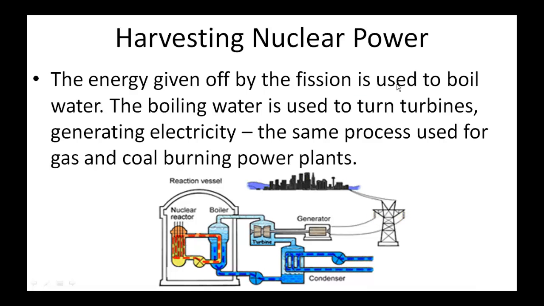The energy given off by the fission is used to boil water. The boiling water is used to turn the turbines generating electricity. This is the same process used in gas and coal burning power plants. It burns fuel that heats water, and then that water is used for the turbine. It's not directly converting burning coal into electricity. It goes burning coal, water, electricity. Nuclear, boiling water, electricity.